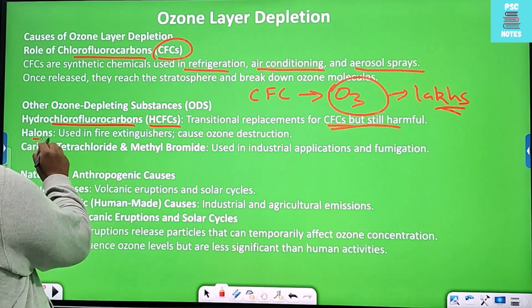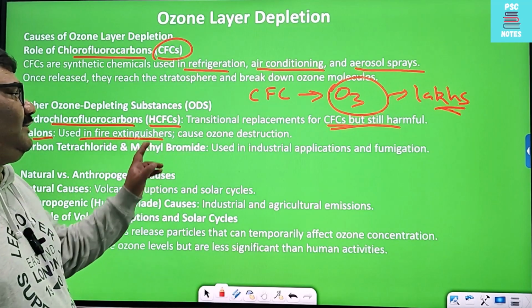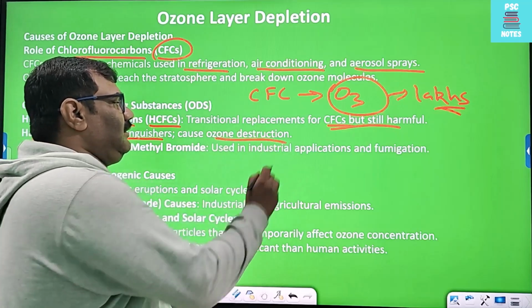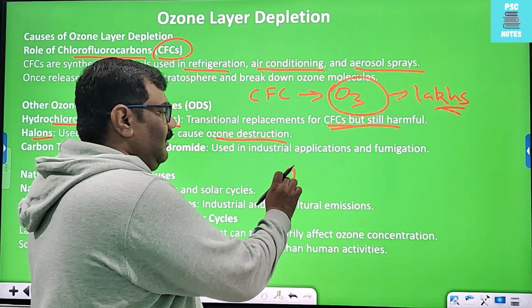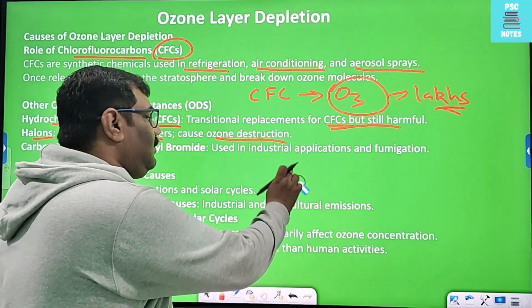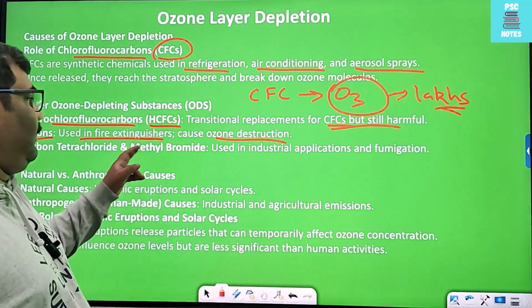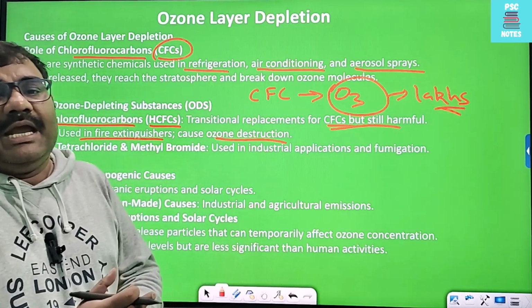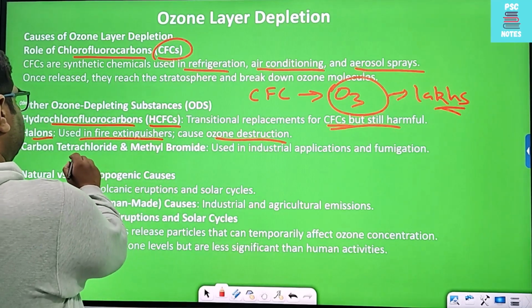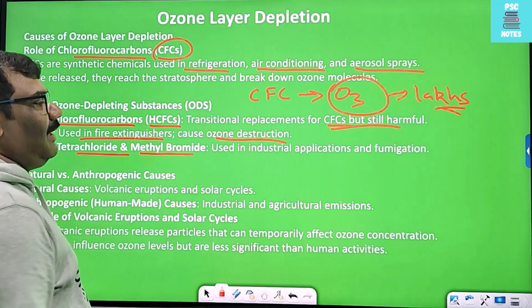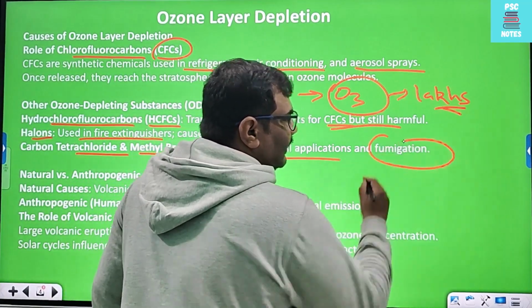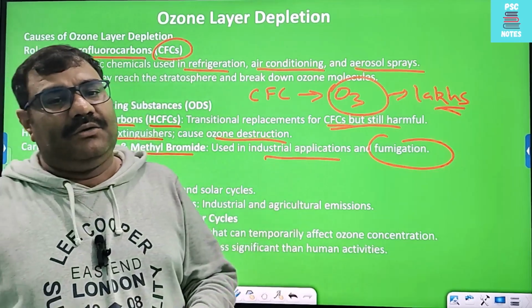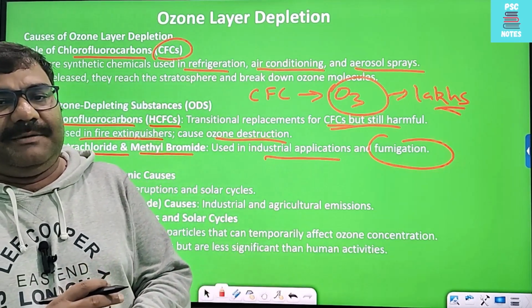Another is halons, and they are used in fire extinguishers and cause ozone destruction because of free radicals. Another is carbon tetrachloride and methyl bromide, used in industrial application and fumigation. They also cause ozone layer depletion.